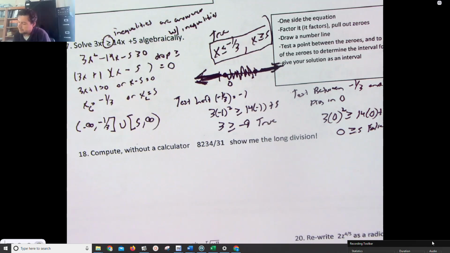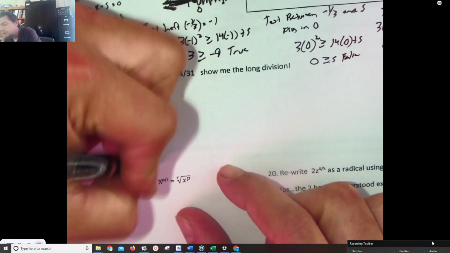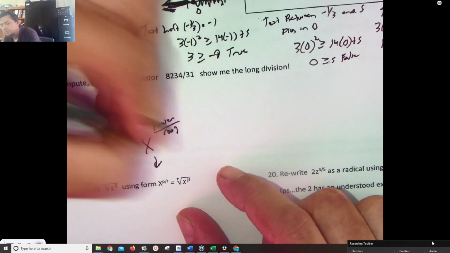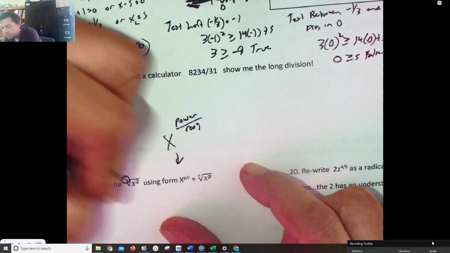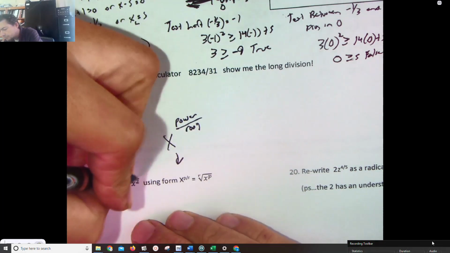And let's see here. You're supposed to learn this notation in Algebra 1, but you probably didn't. Or if you did, it's been 2 years and you forgot it. You're supposed to rewrite the cubic root of x squared using the form x to the p over r. This form is x to the power over the root. That's all it is. Here's the root. Here's the power.